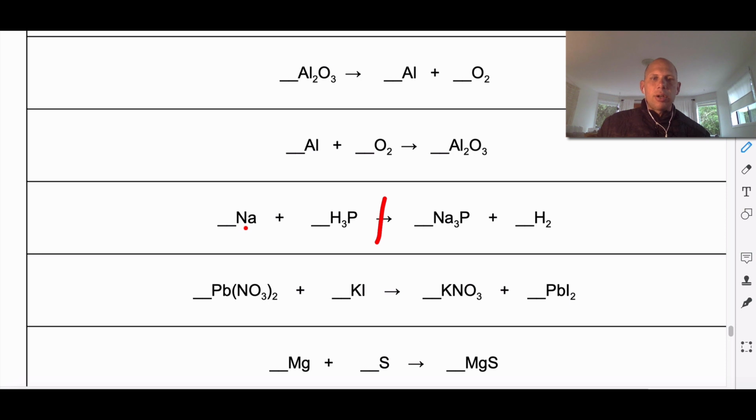How many Na's here? 1. How many Na's here? 3. So what do I have to do with that 3? I have to put a 3 here. Okay, so now I put a coefficient in the front.